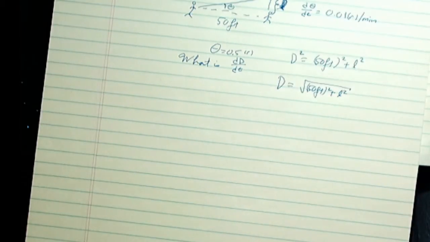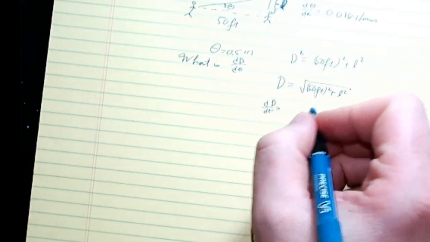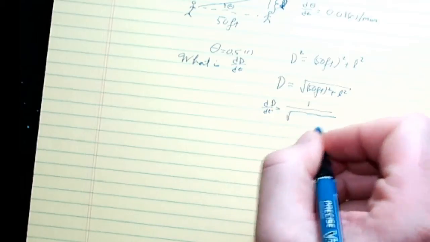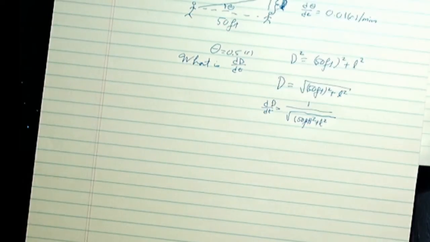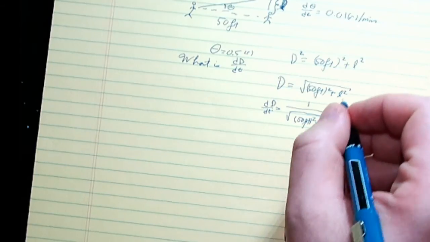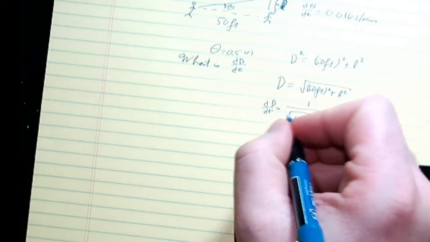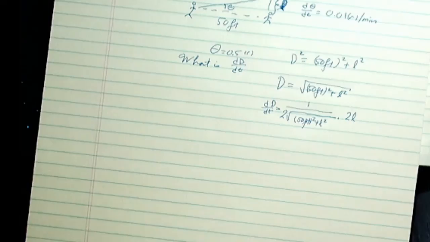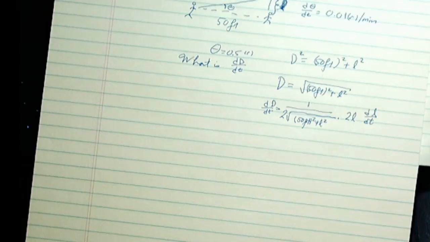So dd dt is equal to 1 over the square root of 50 feet quantity squared plus L squared times, well, derivative of what's inside, chain rule, 2L. And actually it's 1 over 2 this, because this is the 1/2 power, times twice the length, times dl dt. Well, that's great, you might say, but I don't know L, and I don't know dl dt.